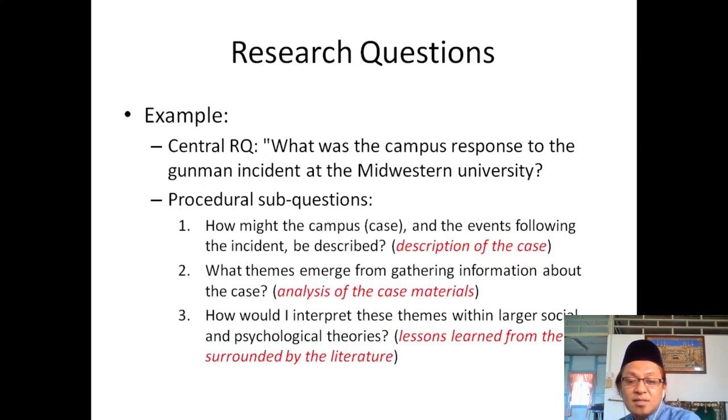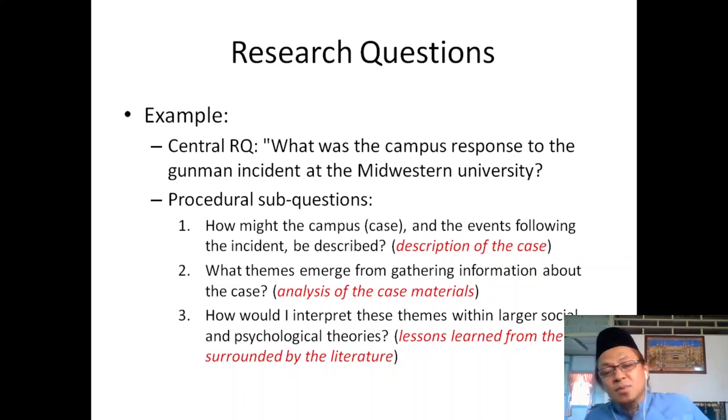Whereas for procedural sub-questions: how might the campus and the events following the incident be described? What themes emerge from gathering information about the case? How would I interpret these themes within larger social and psychological theories? These are the guidelines given by Creswell.